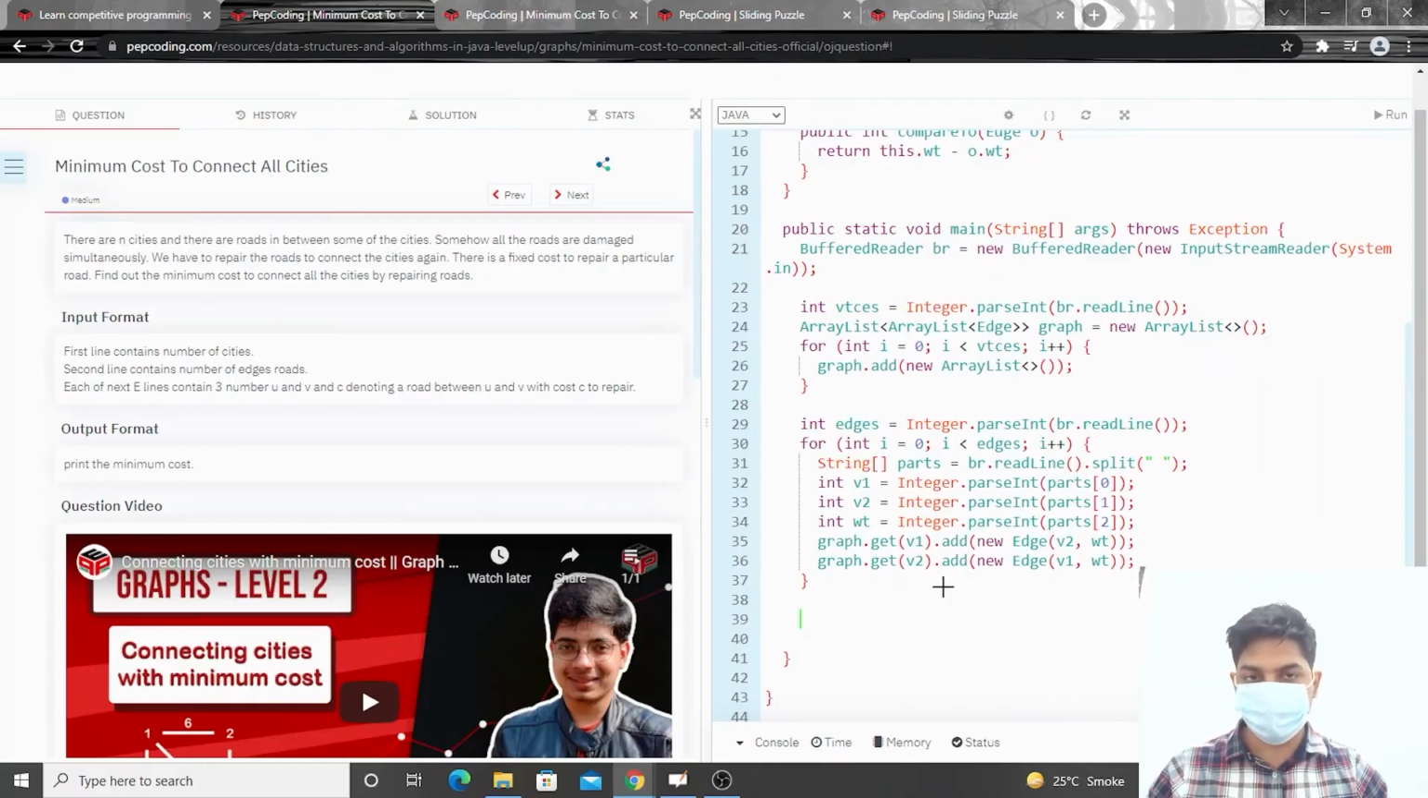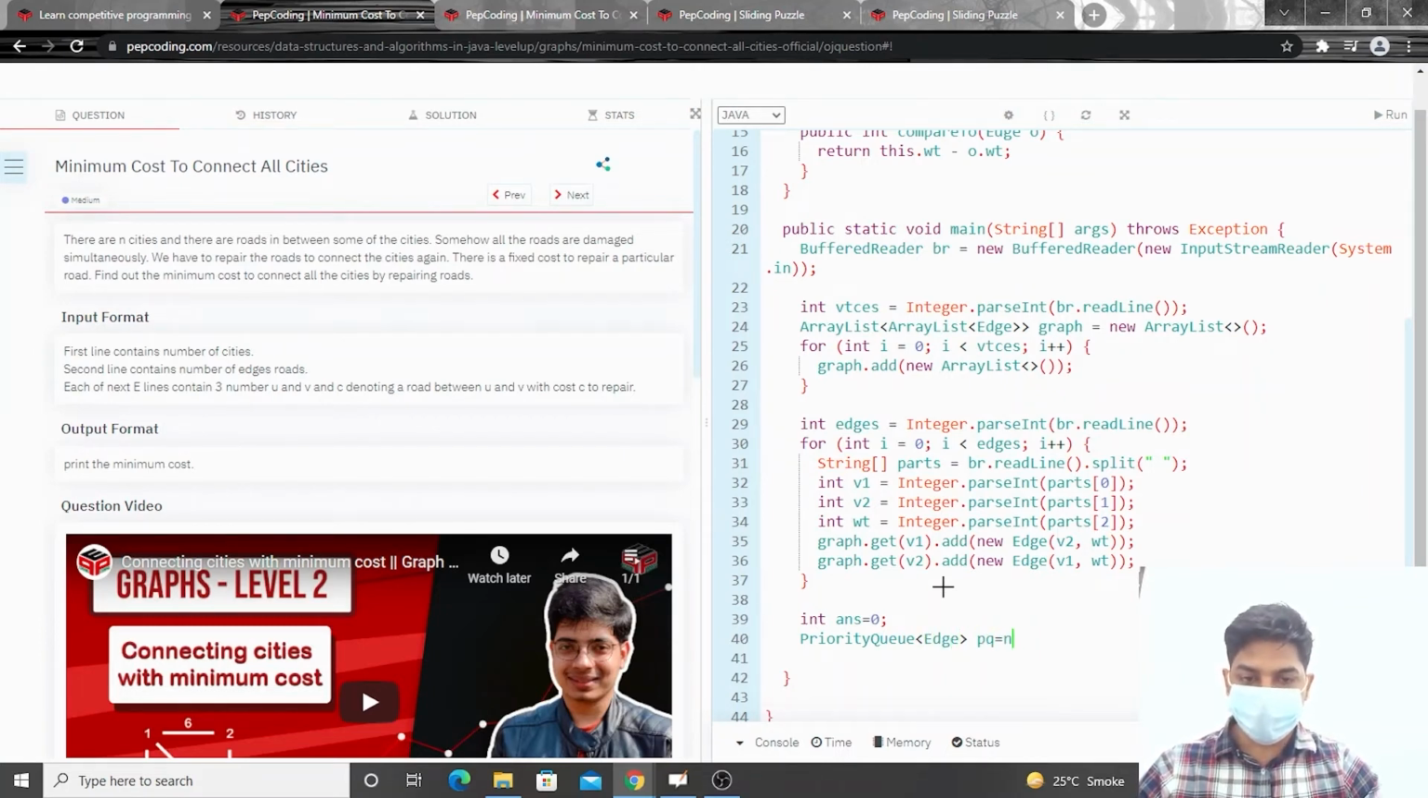Now let's try to code this problem. Let's see how we'll solve it. Let's make a variable answer equal to 0. As discussed, we will not be remaking all the roads. We will be using Prim's algorithm to find which roads we should make to connect all the cities in the minimum cost. For Prim's algorithm, we will be using a priority queue. As I have told you, it is very much similar to BFS or Dijkstra.